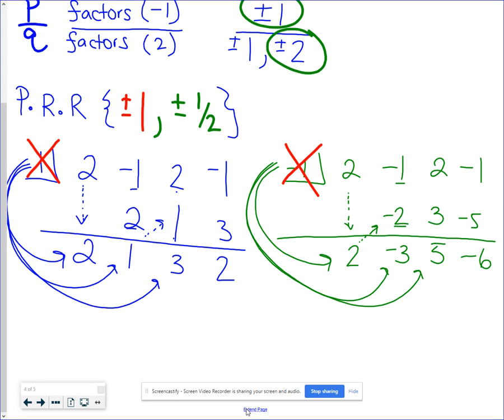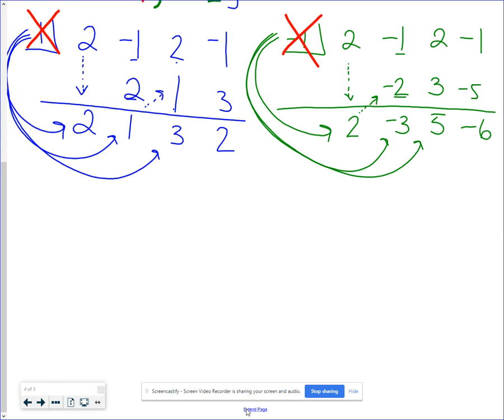We eliminated 2 of them. Remember, we're only going to find one of them that works. So it has to be either 1/2 or -1/2. All right, so let's try 1/2. So let's put 1/2 in the box and see what happens.